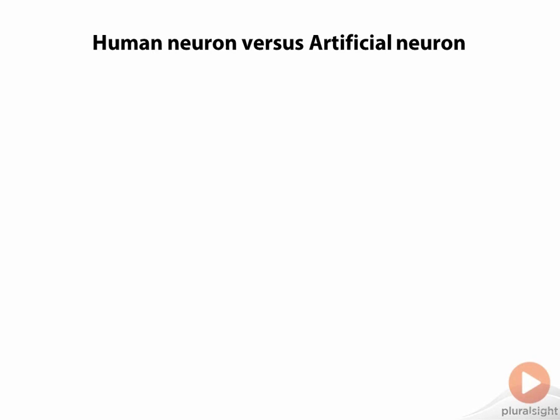Basic unit of a neural network is neuron. It is inspired from human neuron. Human nervous system is made up of zillions of interconnected neurons. To appreciate artificial neuron, let's first have a look on typical structure of a human neuron.